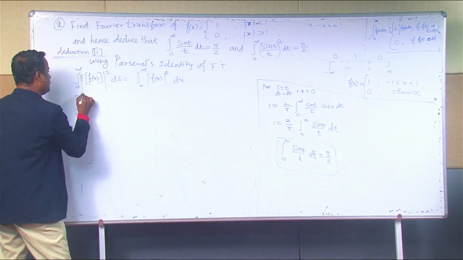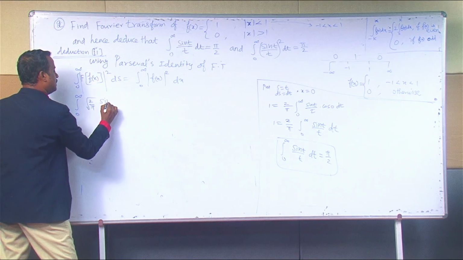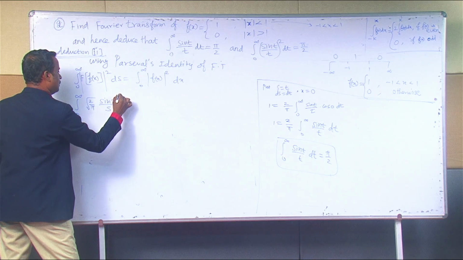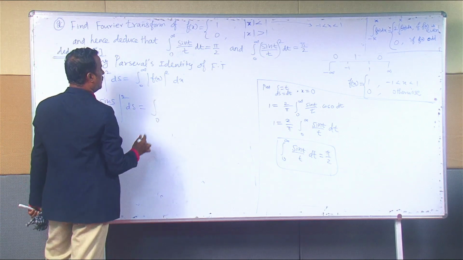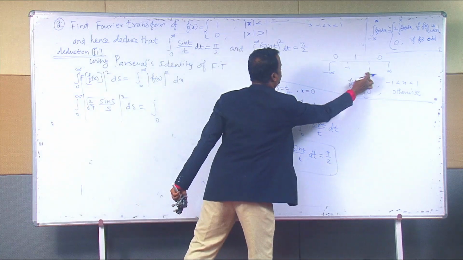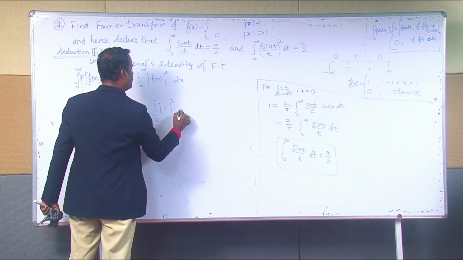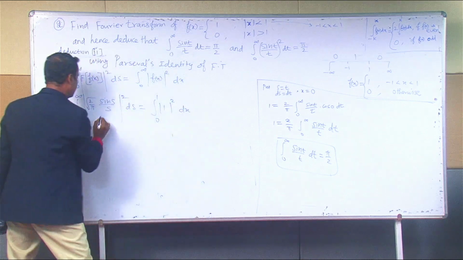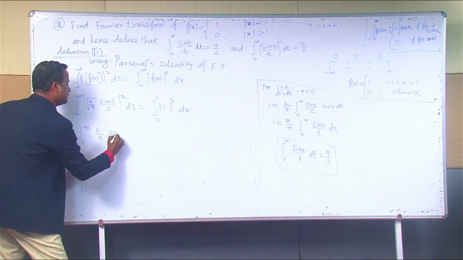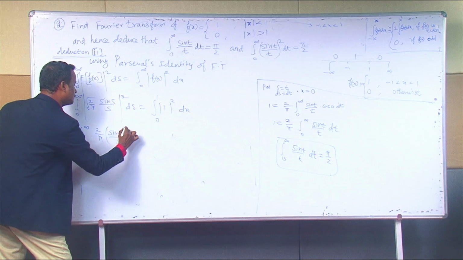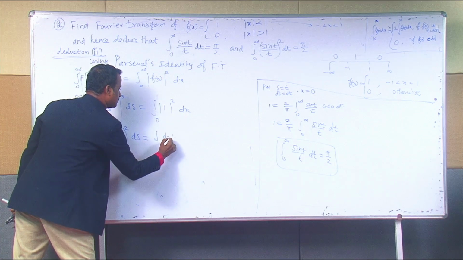Now integral 0 to infinity, what is the Fourier transform? Root of 2 by pi sin s by s the whole square ds, which is equal to integral 0 to here the function is defined for -1 to +1, therefore we can write it as 0 to 1, the function value is 1, therefore whole square dx. Now while squaring we get integral 0 to infinity 2 by pi sin s by s the whole square ds, it is equal to 1 square becomes 1, integral dx 0 to 1.